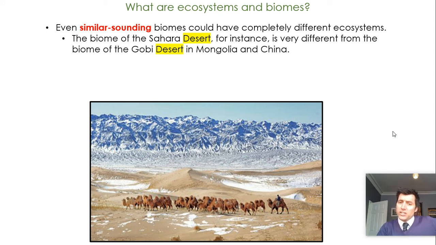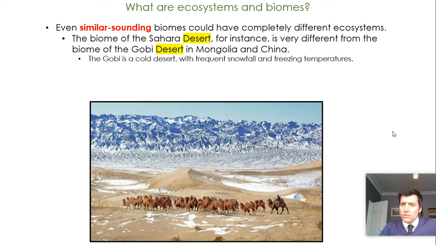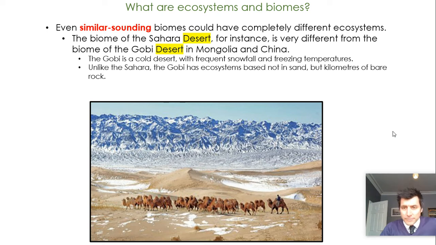And at the back of the picture, you can see the mountains, because most of the Gobi Desert is made up of a mixture of sand and rock. Okay, lots of snow. So the type of animal, the type of other biotic life which could flourish there is different to that which would flourish in the Sahara Desert.